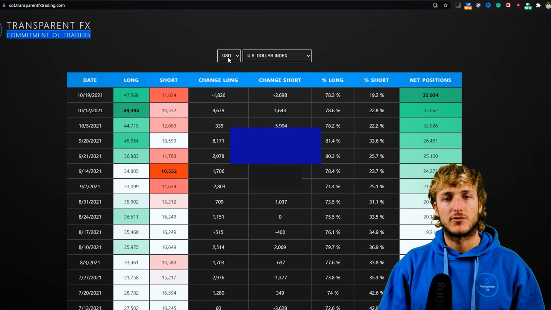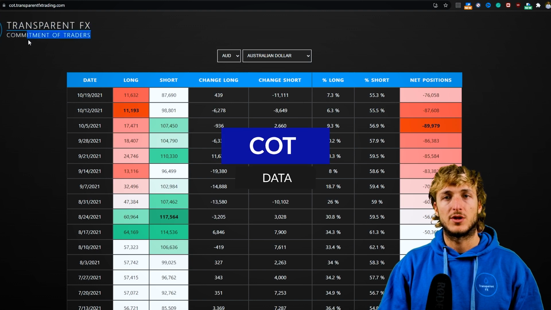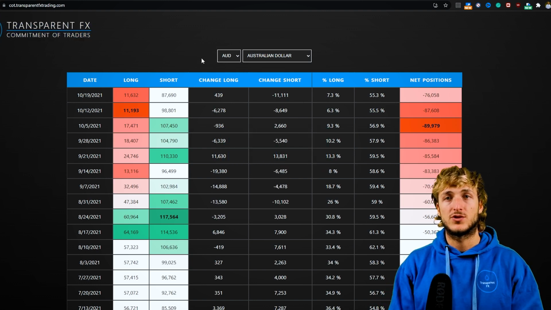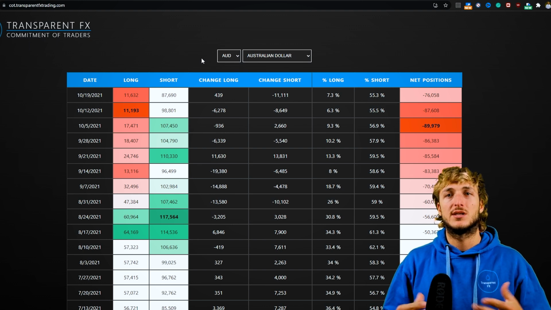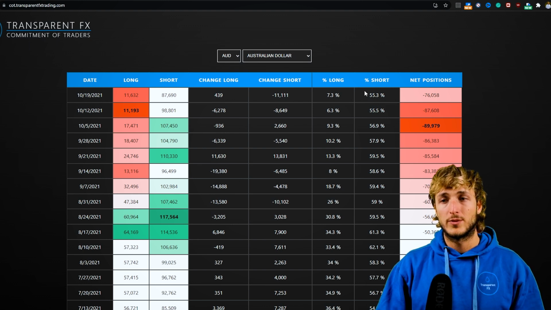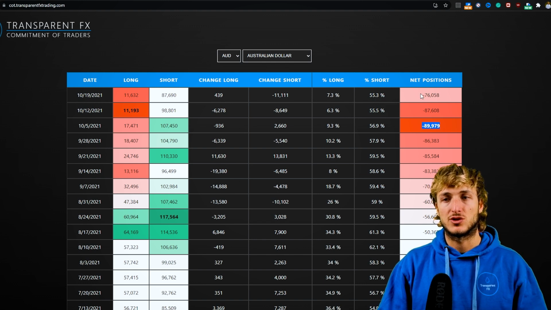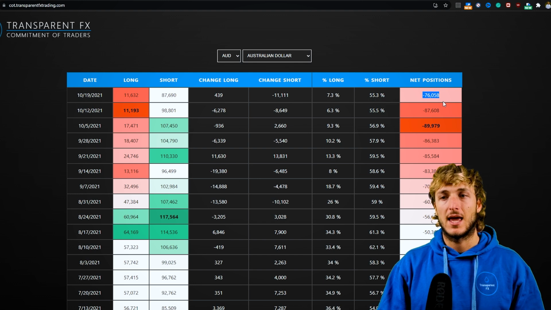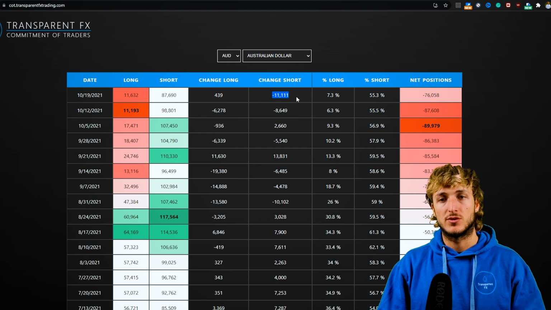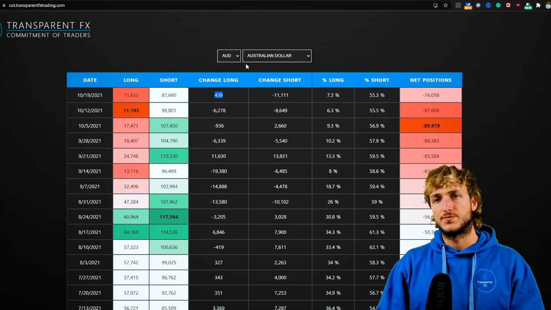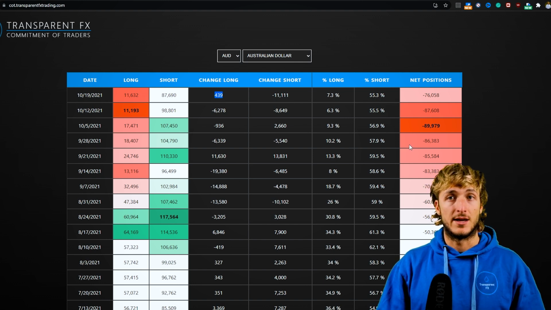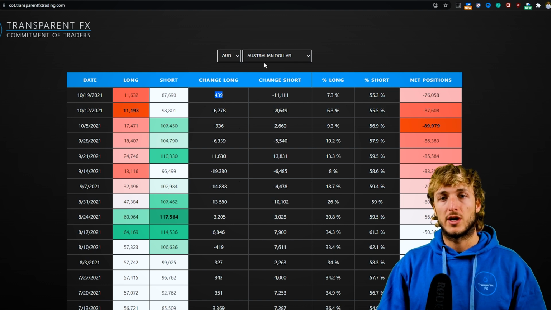Now, if we go and see what we have from a COT perspective, so Commitment of Traders, which is basically what hedge funds, so the non-commercials, and in general the biggest players and speculators in the market are doing, what we can see is that lately on the AUD, net positions have been increasing. We went from having minus 89.9k net positions up to having minus 76k net positions. So net positions have been increasing with 11.1k shorts closed with the last report and 439 longs getting opened. So even though in the long term the AUD is definitely bearish, in the short term we are seeing strength.